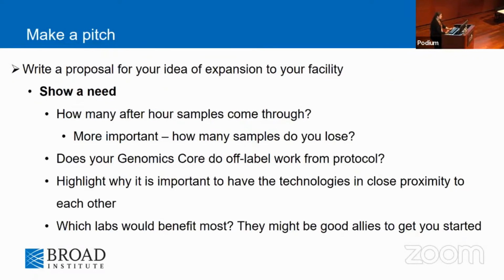And then you can write a proposal for the idea of your expansion to your facility. Just show a need. Do you have a lot of after-hour samples coming through? And you can phrase it, more importantly, how many samples do you lose because you don't have this kind of situation set up in your lab? Does your genomics core do off-label work from the protocol? A lot of my researchers want to do weird things, like spike in their own primers. There's all sorts of stuff that the genomics platform won't do because they are focused on making things very high throughput that they've already tested.